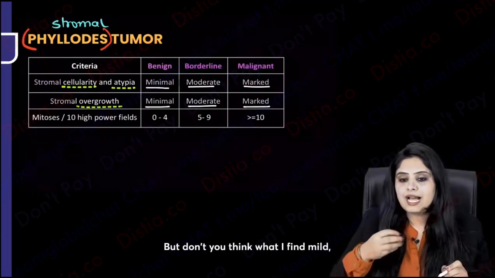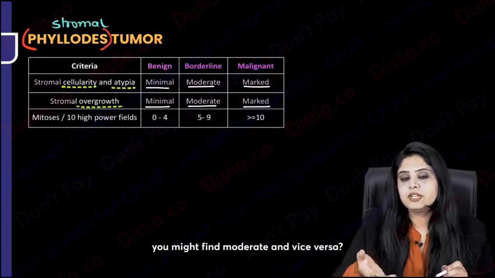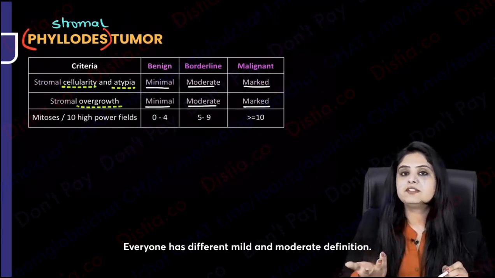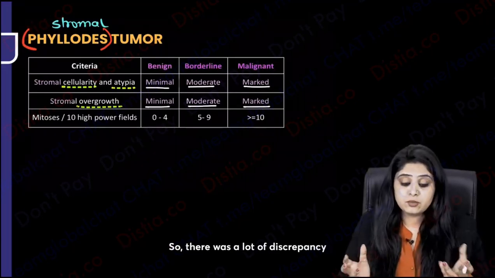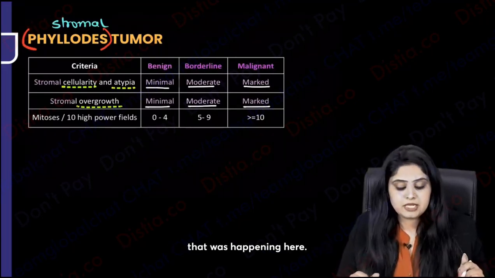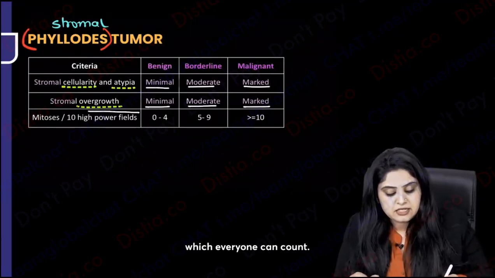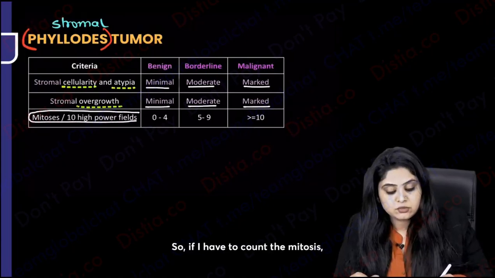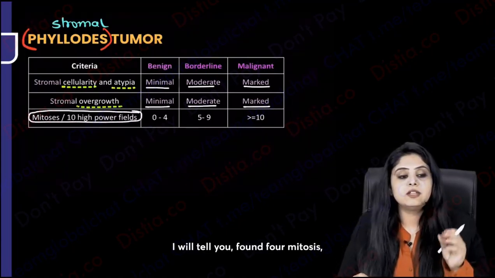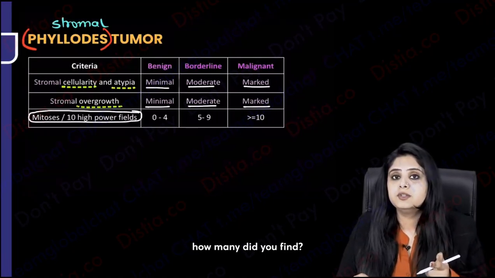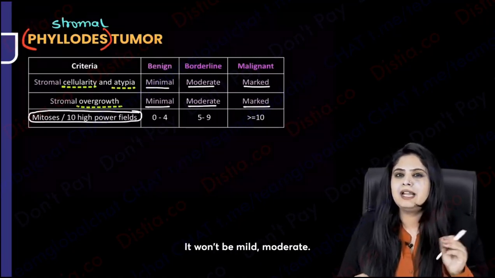But don't you think what I find mild, you might find moderate, and vice versa? Everyone has different mild and moderate definitions. So there was a lot of discrepancy happening here. They said, give us a definitive criteria which everyone can count. So if I have to count the mitosis, I will tell you, okay, I found 4 mitosis. How many did you find? You will tell me a number. It won't be mild, moderate.